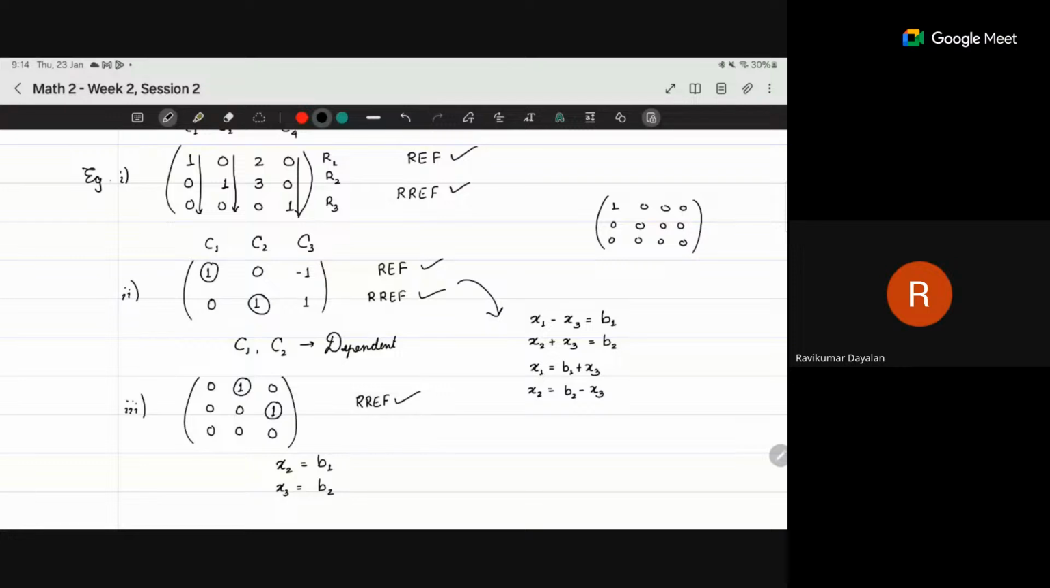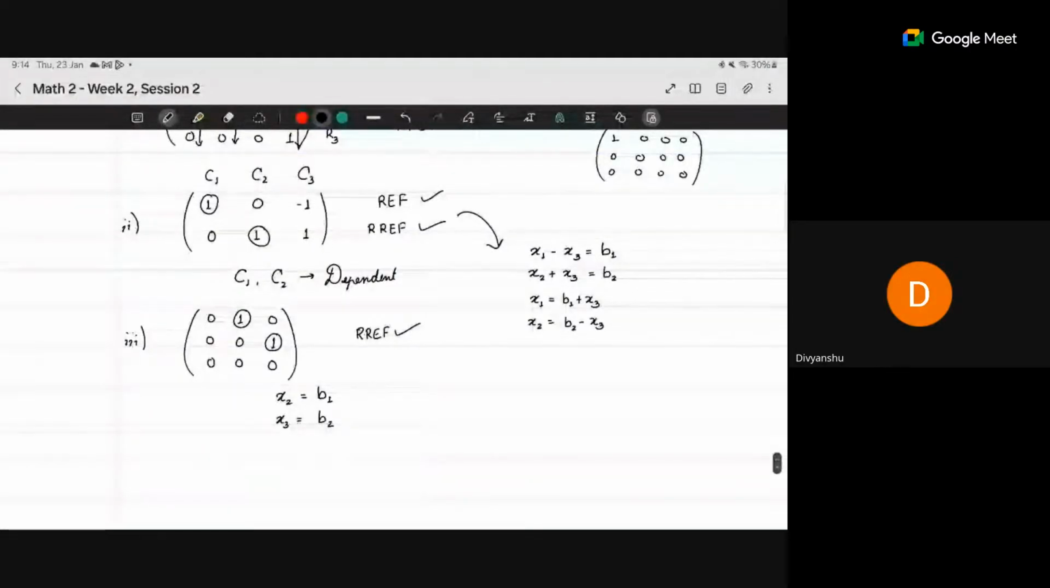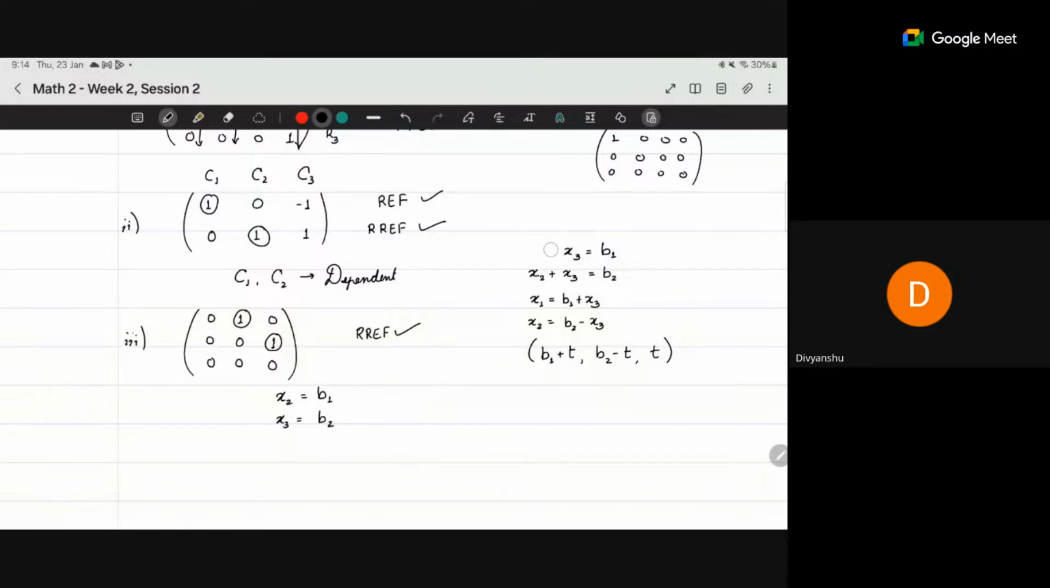So x3 can vary. x3 is independent. You can take any value for x3. Let us call it some t. And then you have b1 plus t, b2 minus t, and t. This is your solution space. And as you vary t, you will get different solutions.